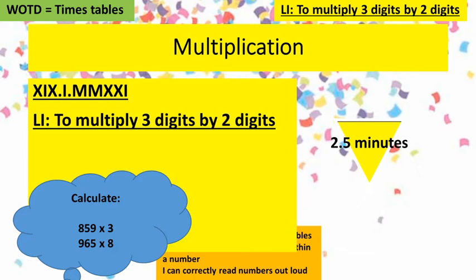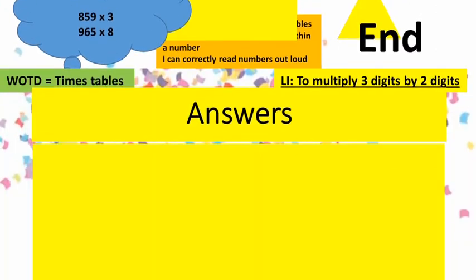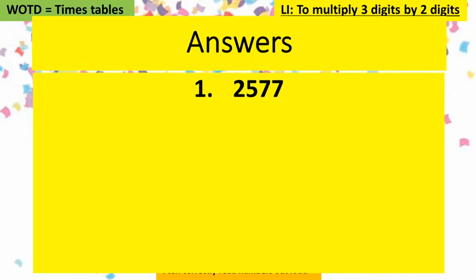Okay, let's see what answers we should get. So 859 times 3 and 965 times 8. So the first answer should be 2,577. And the second answer should be 7,720.